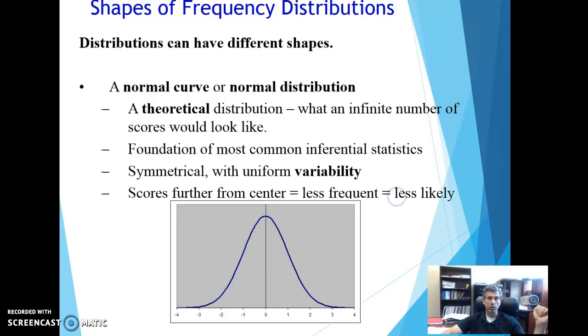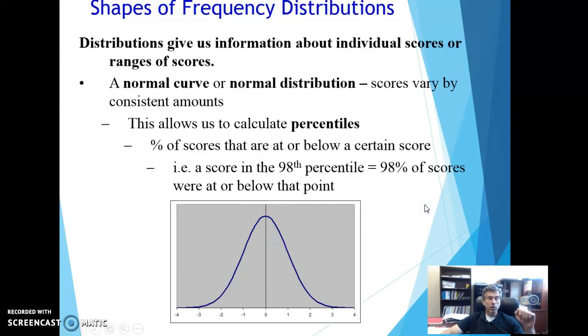That's how it's symmetrical. Also important, the farther away you get from the center, the more infrequent scores become, which means they become less and less likely. When we talk about probability, that's going to be an important element. Scores that are farther out in those tails are a lot less likely to happen due to chance than scores that are closer to the center, which are much more common.